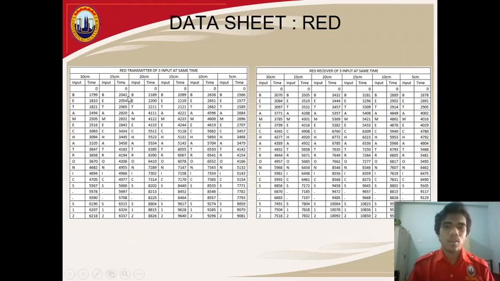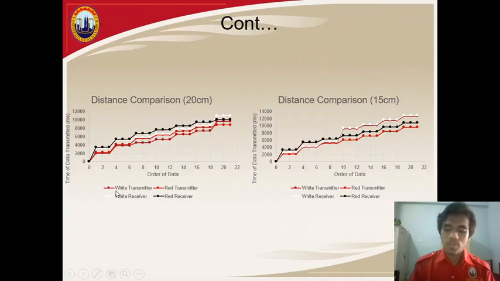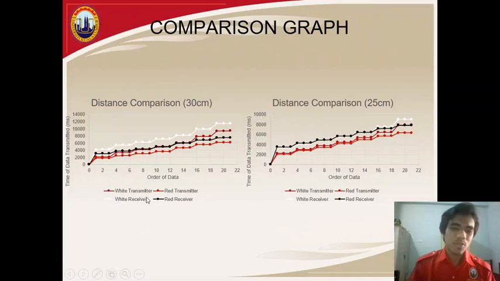And now for the red data sheet, the red transmitter sends three inputs at the same time, and the red receiver receives them at the same time. So this is the graph. I also declare that the maroon one is the white transmitter, and the red line is the red transmitter.